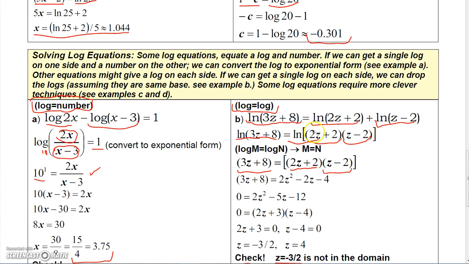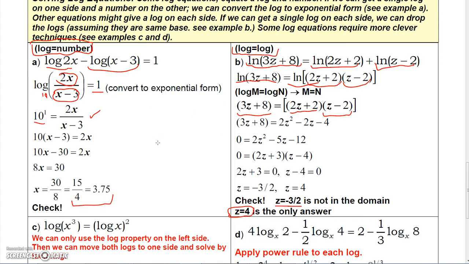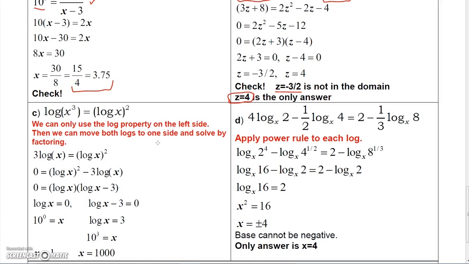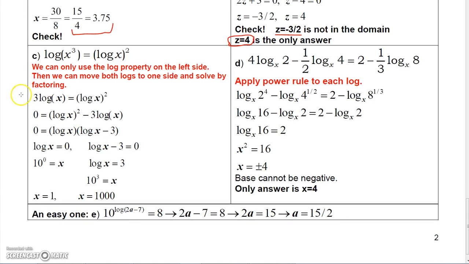If you go back up here and plug negative 3 halves into each of these logs, you'll find that at least one of them will give you a negative for the argument. So that's why the negative 3 halves does not work. Okay, let's do a couple more.